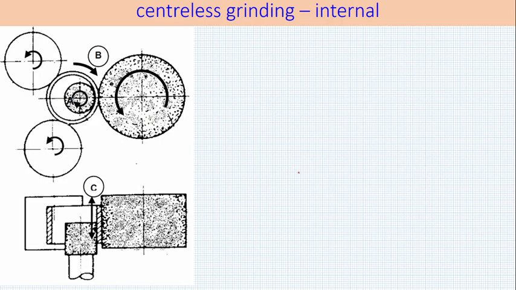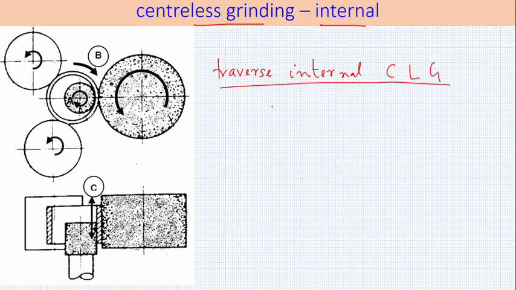This is centerless internal grinding. Till now we were talking about external grinding, and this is basically traverse internal centerless grinding. For traverse, what are the motions required? You require NW, you require NS, you require an infeed, and you require SM.